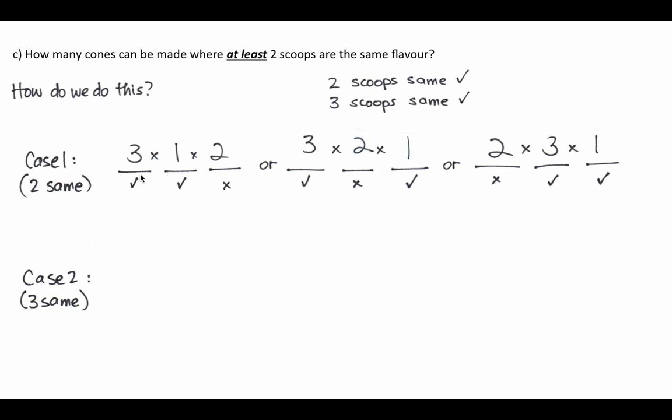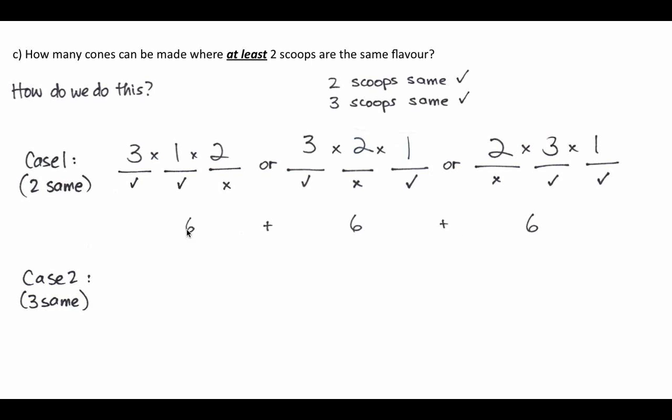So 3 times 2 times 1 is, of course, 6. The word or implies an addition, because this is okay, or this is okay, or this is okay. But they can't occur at the same time. You can't have this arrangement of different scoops and this arrangement of different scoops. It doesn't work. It doesn't happen simultaneously. Your ice cream cone is either this or it's this.